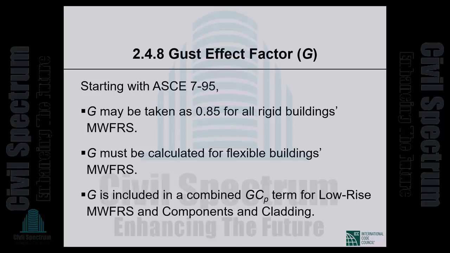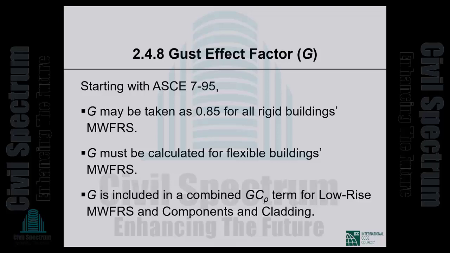G and the external pressure coefficient C sub P are lumped together and given to us in a lumped together manner in many situations in ASCE 7 and BNBC 2020. We will look at that as we go through the material. So sometimes it is G separate from C sub P, other times it is G and C sub P lumped together. Okay, so rigid buildings, flexible buildings.